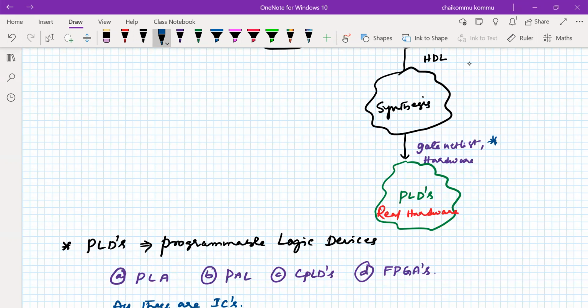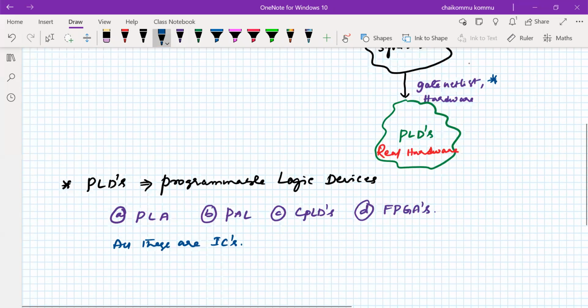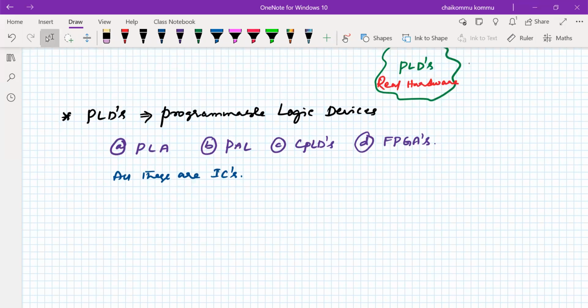For example, if we have a PAL available with you, then the synthesis tool will develop the hardware related to the PAL. That information is sufficient, and we have to dump that information into the PLA so that the PLA will act according to your functionality. That's what we do normally. So these are all ICs, as we have mentioned.